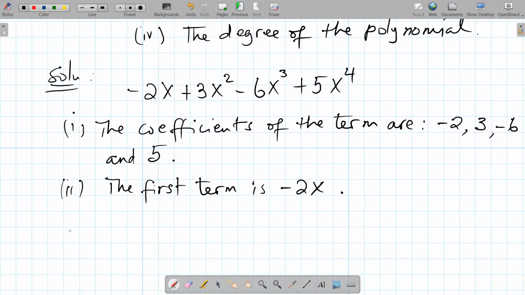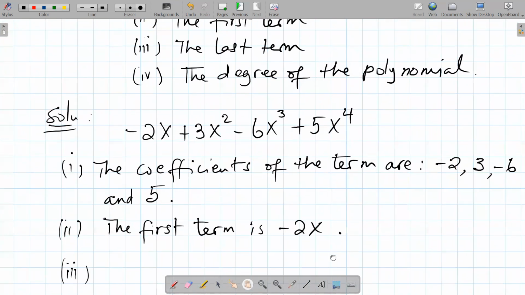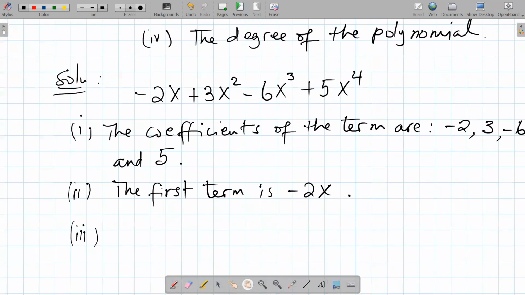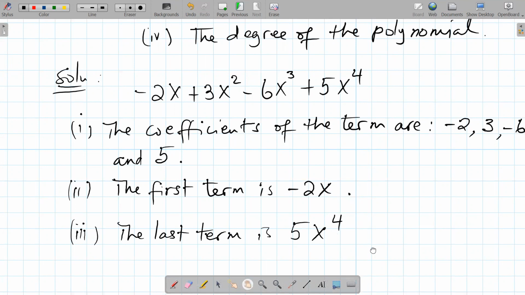Second, third question says the last term. Okay, so the last term is 5x4. Okay.